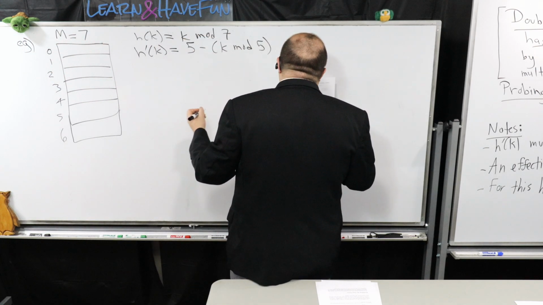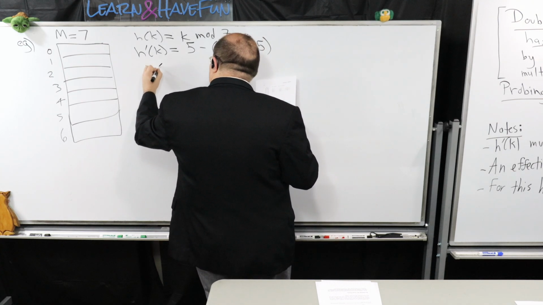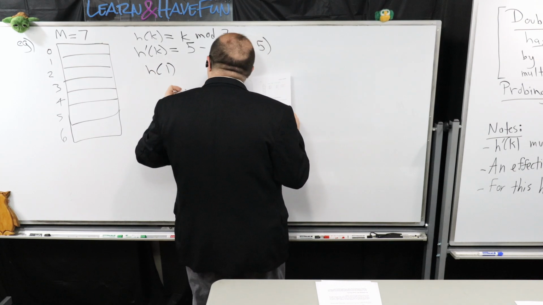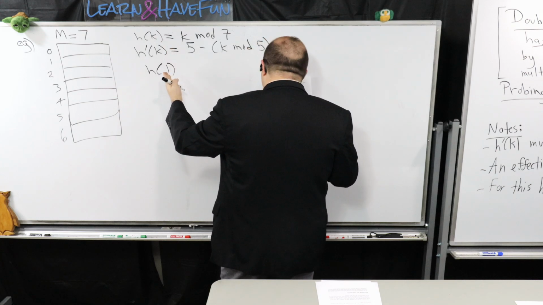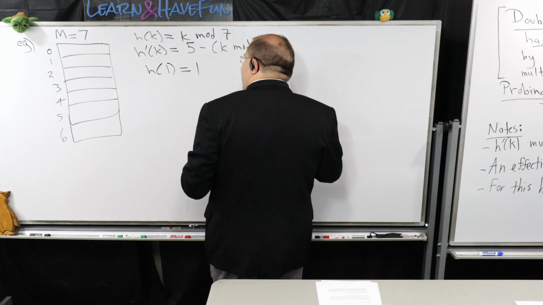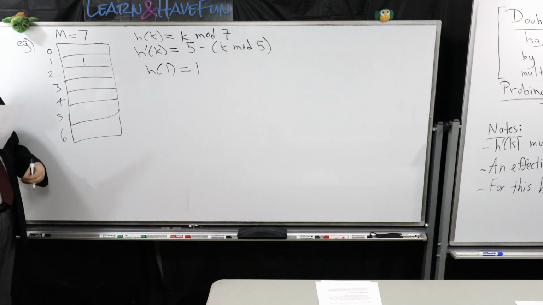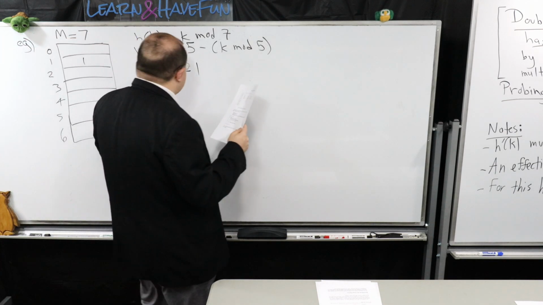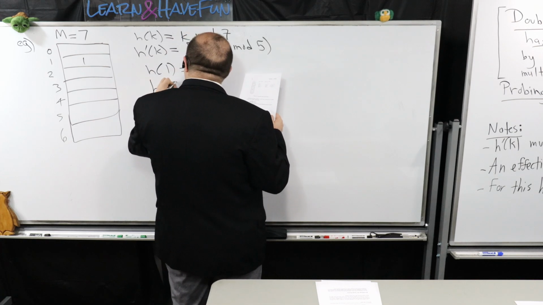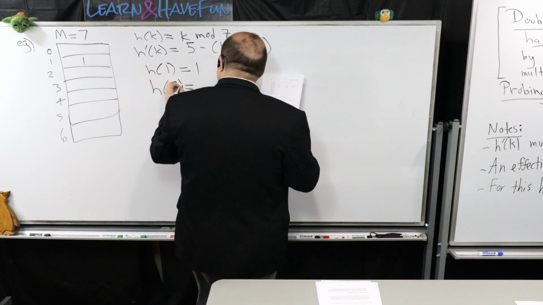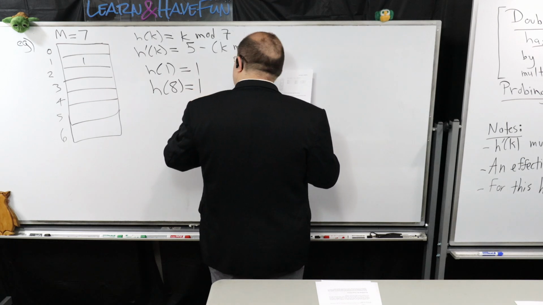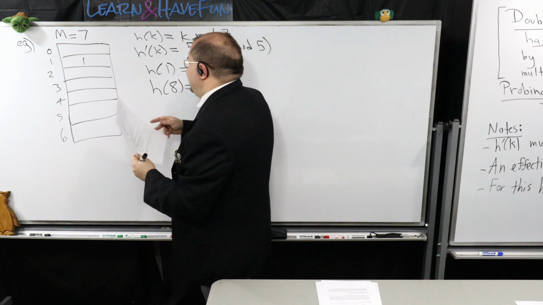So here we go. I'm going to go through the same sequence, starting off with 1. Well, we know h of 1 is just 1, so I'm just going to put 1 right there. There are no issues at all. Next, let's go with 8. So h of 8 is 1, right? Okay, well, that's a problem.